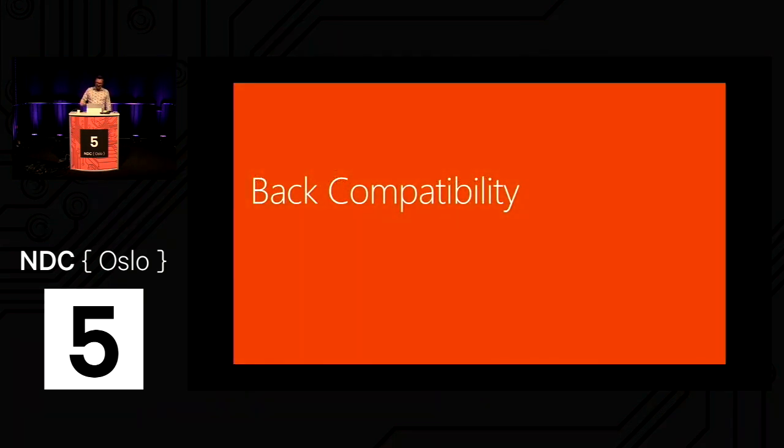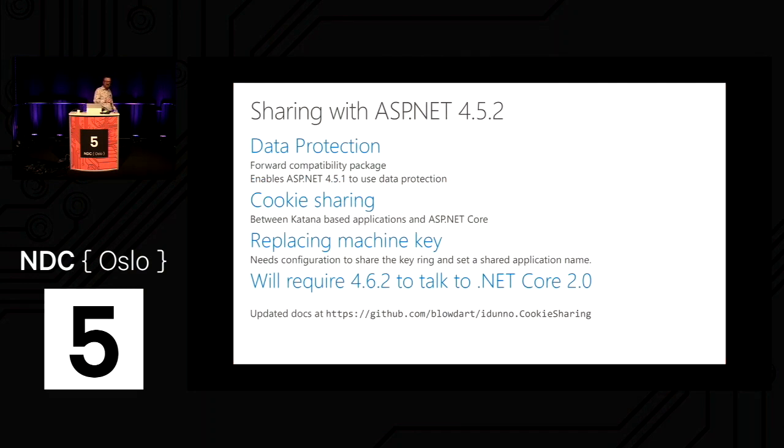You can have custom policy providers and yada, yada, yada. There's back compat stuff, which I've talked about. It's basically data protection pieces, so you can share cookies between Katana-based applications and ASP.NET Core. It's not really back compat. It's dragging 4.5 forwards to use the new formats and the new data protection stuff.